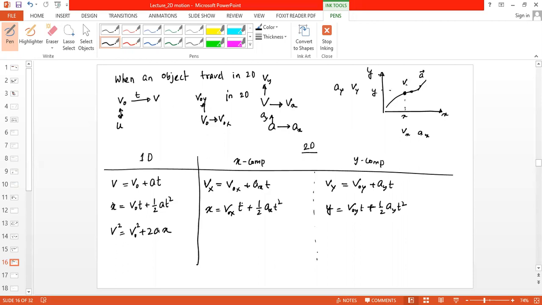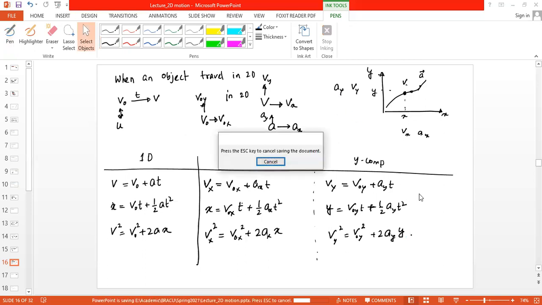And in 2D v square means vx square, x component of v square equal to v0x square plus 2ax x, and same again for vy square equal to v0y square plus 2ay times y, acceleration of y component নিতে হবে আমাকে। Clear? So these are the equations. These are the equations for x and y component. আমার যদি 3 dimensional থাকতো তাহলে vz নিয়ে নিতাম। So these are the equations of motion for 2D cases when a particle is moving in a 2D space.